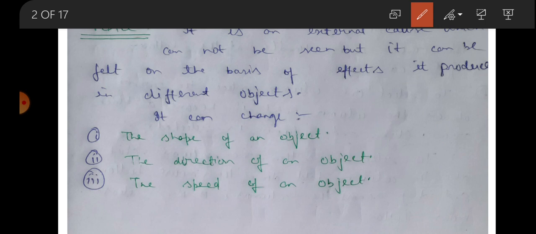Force may be defined as an external cause which changes or tries to change the state or shape of an object. I think you must have gone through this definition. Now, what can force actually do? It can change the shape of an object, the direction of an object, or the speed of an object. These are some effects of force. It can have many effects, but I have described some main effects of the force.